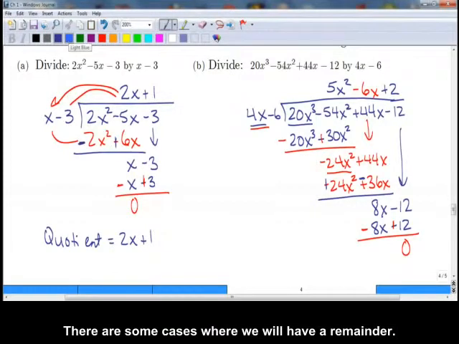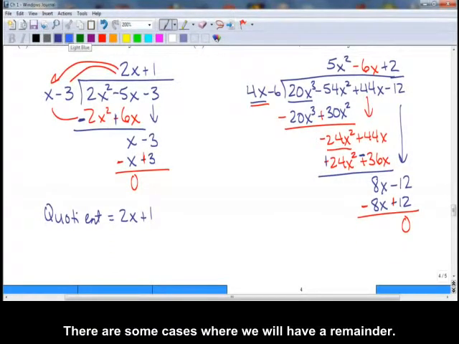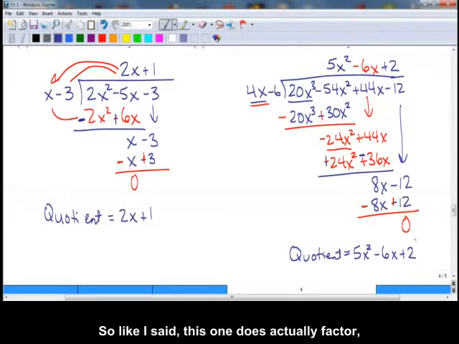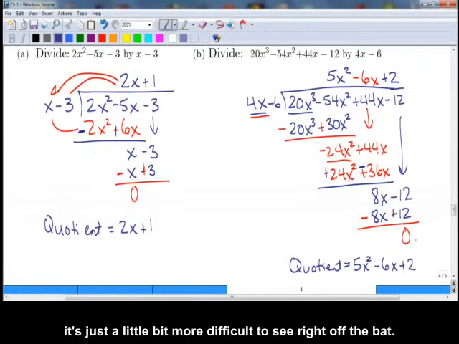There are some cases where we will have a remainder. And so in this case, our quotient is 5x squared minus 6x plus 2. So like I said, this one does actually factor. It's just a little bit more difficult to see right off the bat.